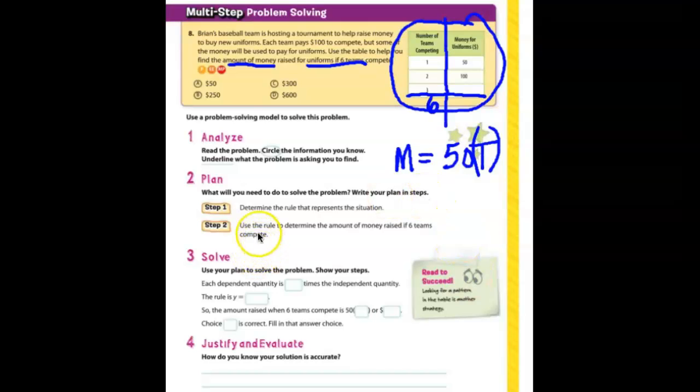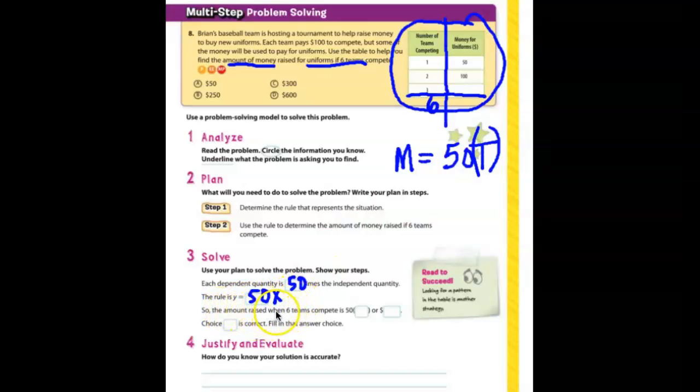That's multiplication, okay. So now that we have determined the rule and we've written the equation, all we have to do is finish this table by using the same rule and equation. So down here where it says solve, it says each dependent quantity is blank times the independent quantity, and we've discovered that is 50. And so the rule is they chose to use the letter Y. That's fine. So we'll use X down here. So that's going to be 50 times X. But again, the variables don't matter. So money is equal to 50 times teams, and Y is equal to 50 times X. This is the same thing.